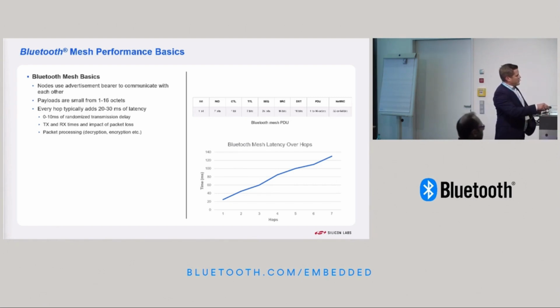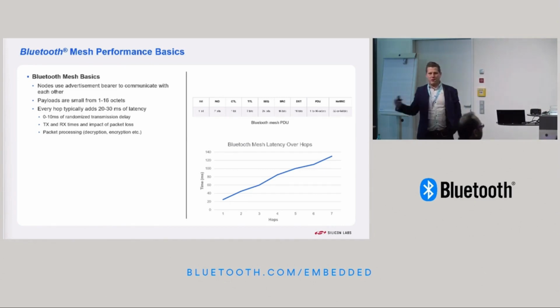Typically, one hop takes 20 to 30 milliseconds in our network. It consists of a little bit of transmission delay to randomize and avoid situations where a lot of devices transmit at the same time, resulting in packet loss. TX and RX takes time. There are 2 levels of encryption and decryption in the Bluetooth mesh stack. So all that takes time. But typically what we see is one hop is 20 to 30 milliseconds, and it grows pretty linearly the further you go. So that's a little primer on the baseline we operate on.